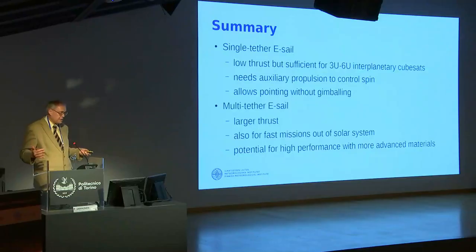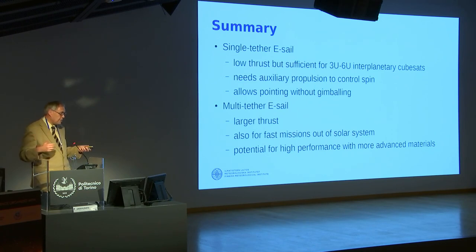So, here is a brief summary. E-sail, two models. The single tether E-sail has low thrust, but it's sufficient for small interplanetary CubeSats. And that allows pointing of the payload without gimbaling. So, for example, if you make an asteroid flyby, then you can actually track the asteroid during the flyby, despite the continuous slow rotation of the E-sail tether. The rotation period, by the way, is of the order of 1 hour, just to give you a flavor of the number.